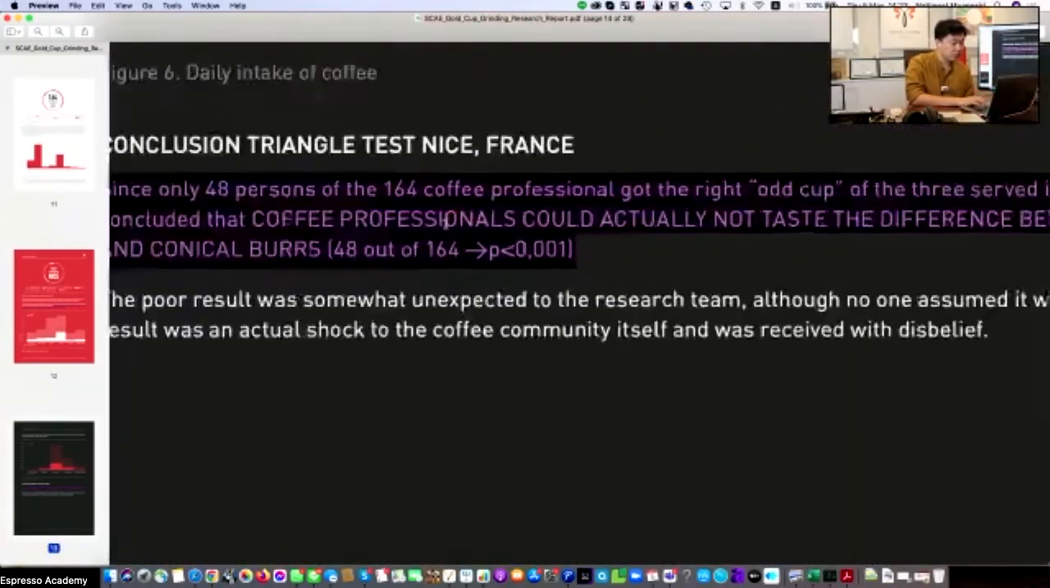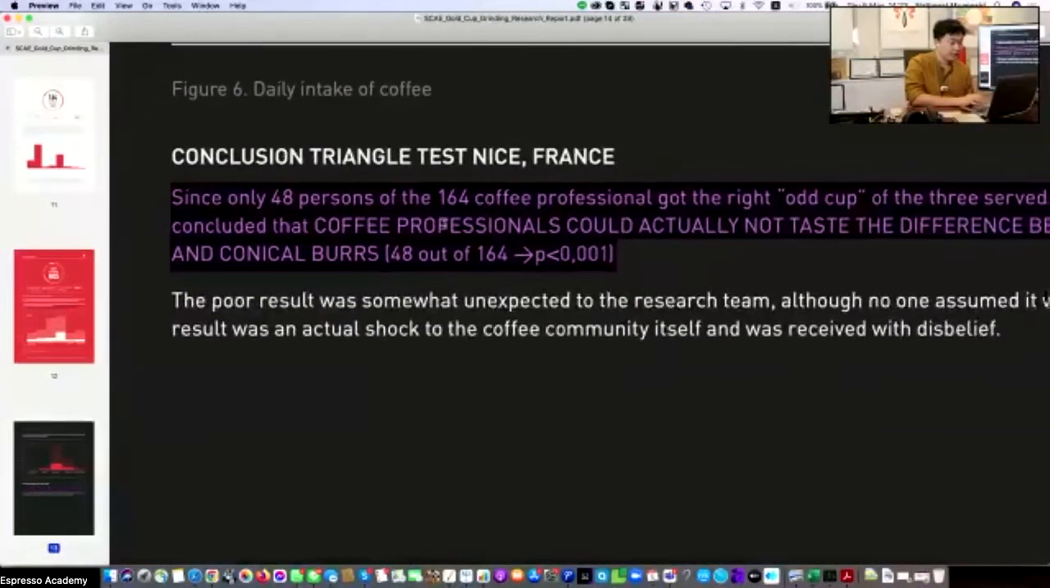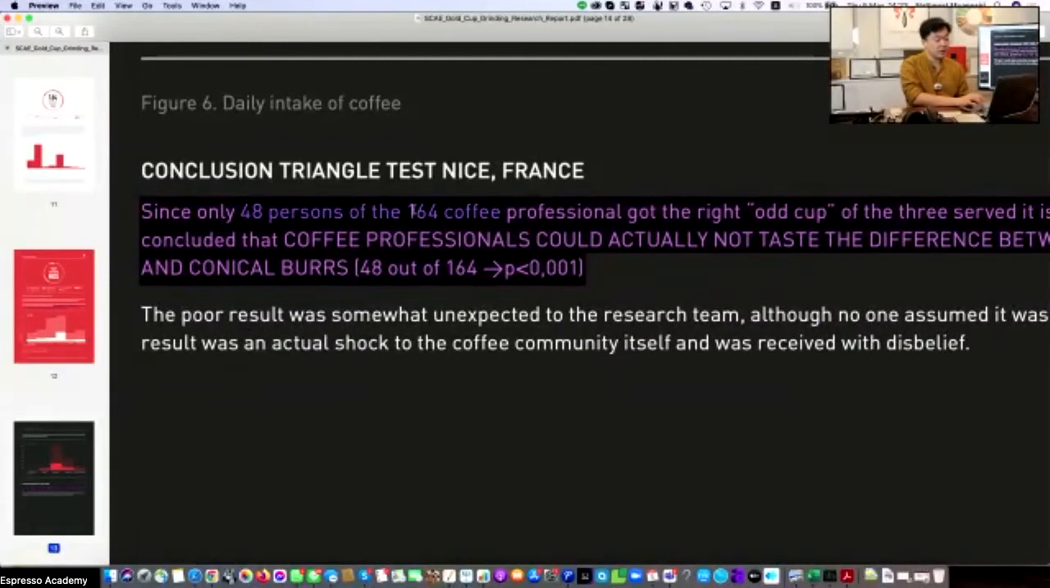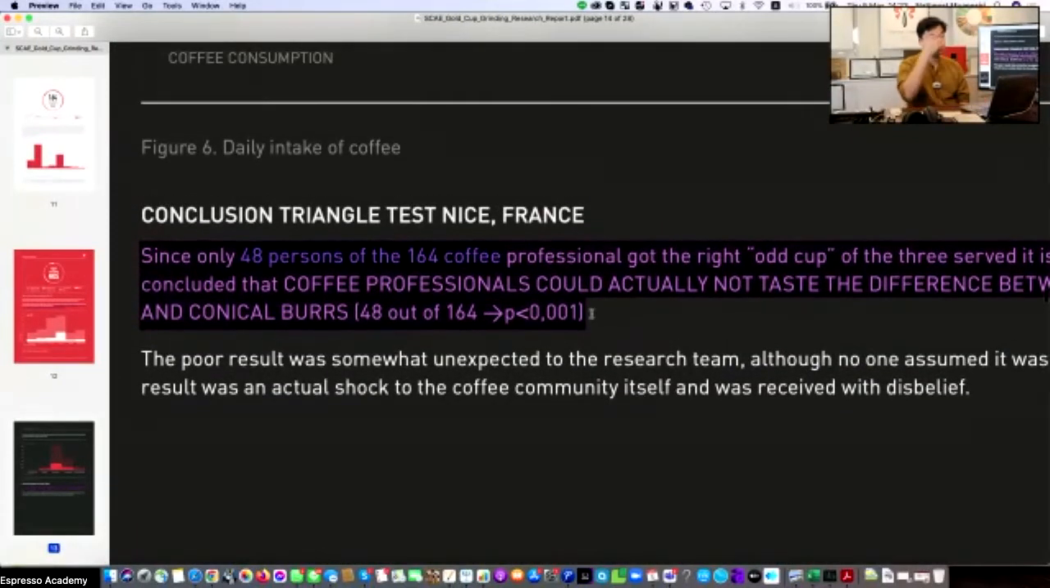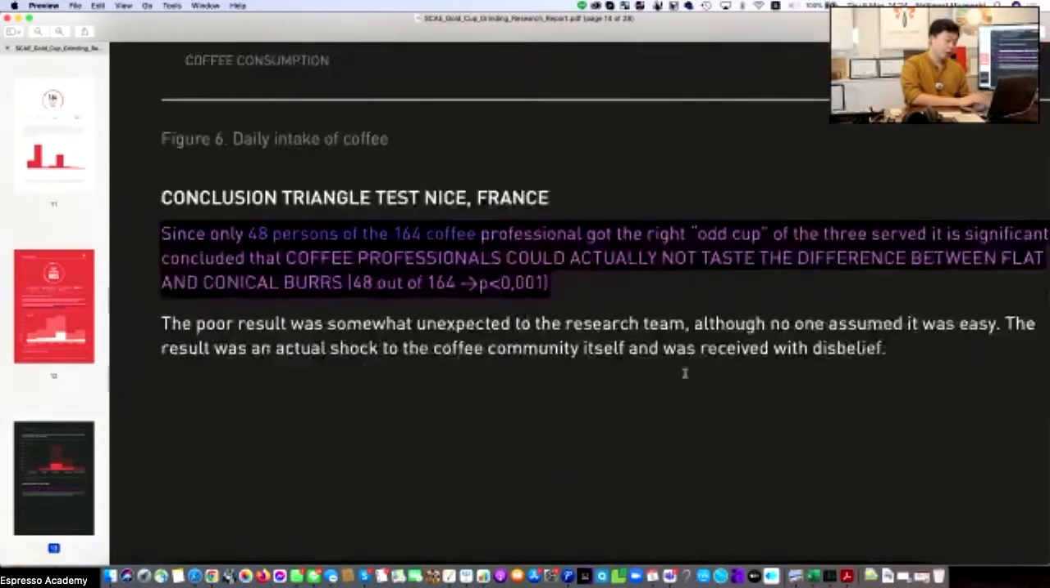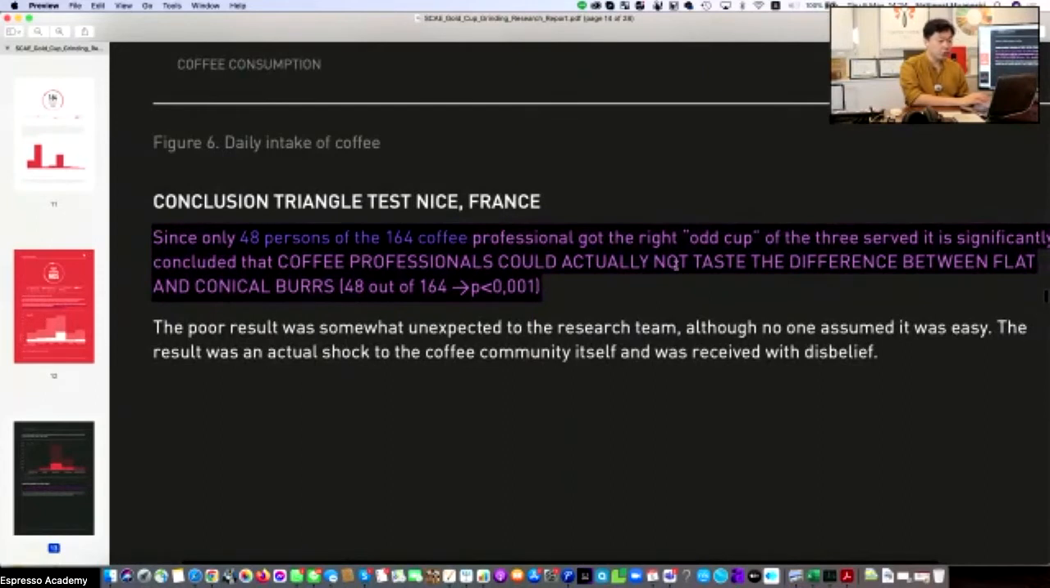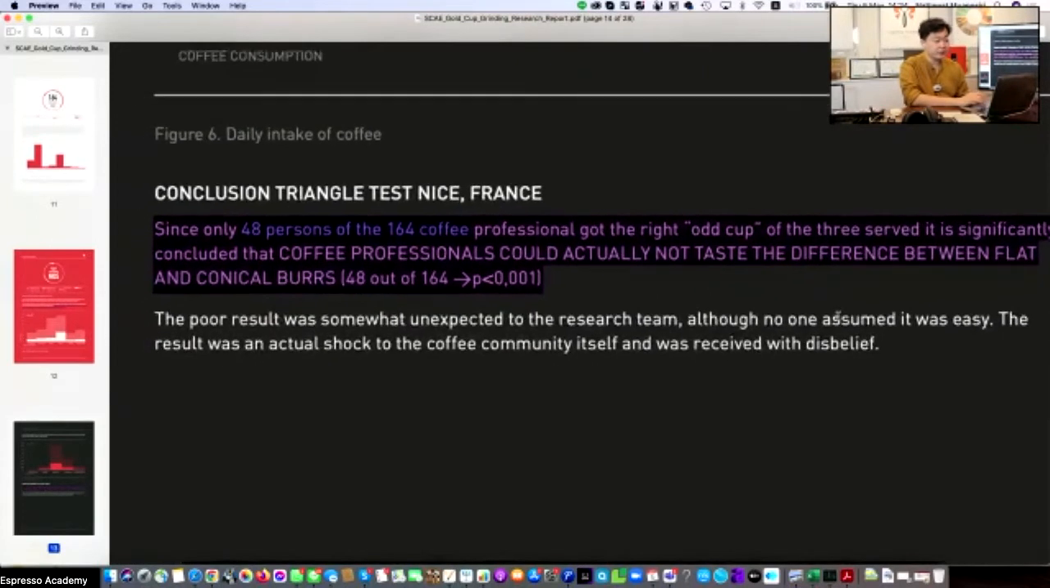With the p-value, they say only 48% out of 164 were able to pick the right odd cup. Okay, it's 48 out of 164. So therefore, coffee professionals could not actually taste the difference between flat and conical burr, because the testing panel that we have is a consumer panel.